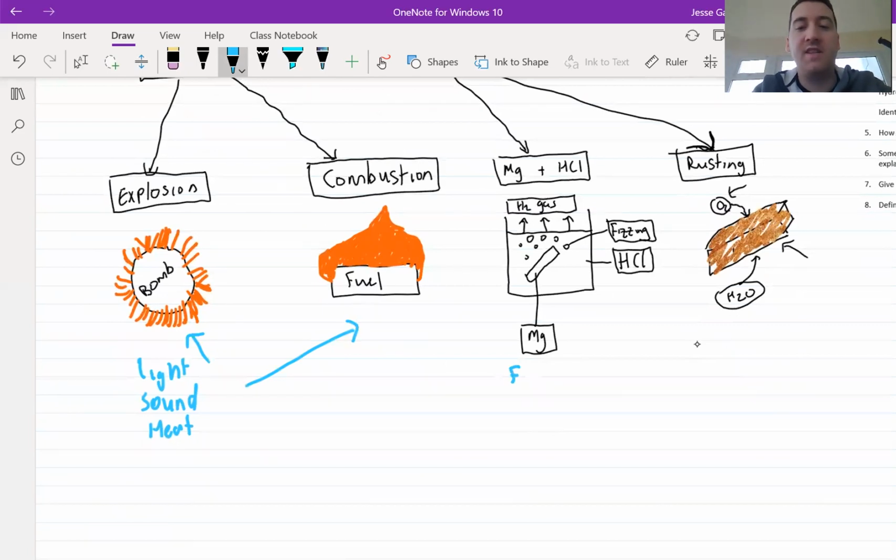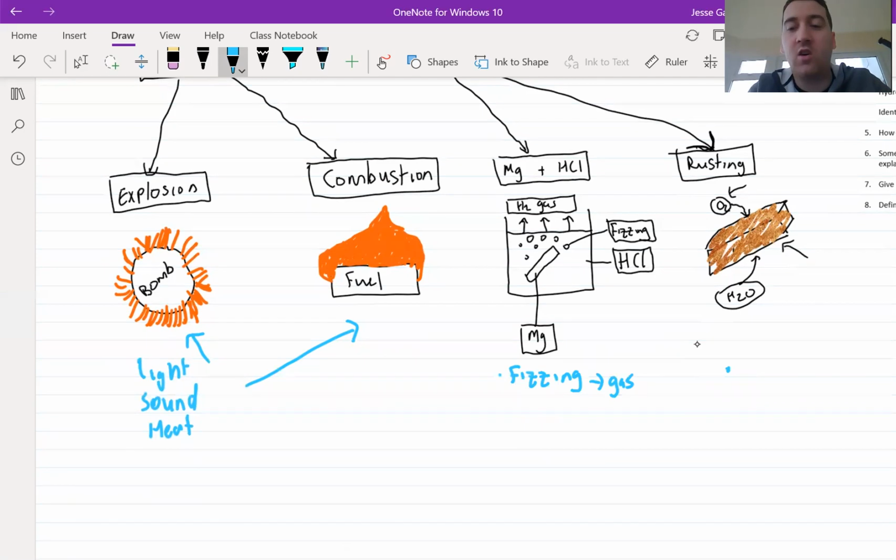In this one, we have fizzing, which tells us a gas is being produced. Again, a good sign that, okay, we definitely didn't start with a gas. We've got magnesium, which is a metal, and hydrochloric acid, which is a solution, so it's a liquid. And then all of a sudden, you've got this gas being formed. That wasn't there in the beginning. So obviously, you've got a new substance. It's definitely not the same as what you started with. So that tells you there's definitely a chemical reaction going on.